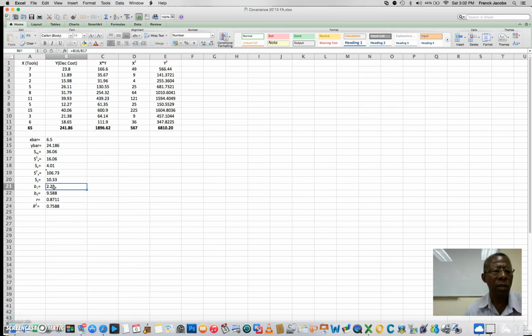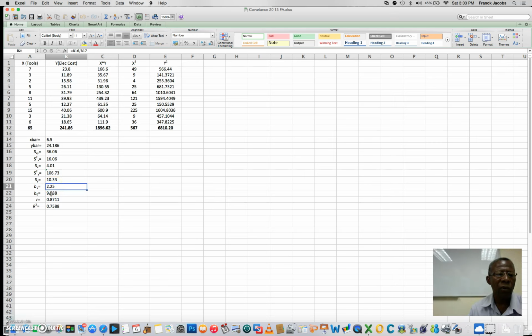And we next calculate B1, that is the variable cost factor here, and that is calculated by the ratio of SXY, that is the covariance, which is at B16, divided by S squared X, B17. That is the covariance of XY divided by the variance of X, and that gives you B1, the variable cost.